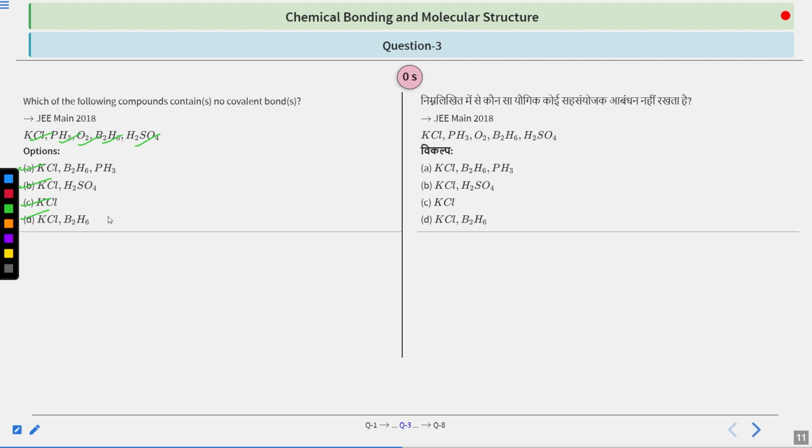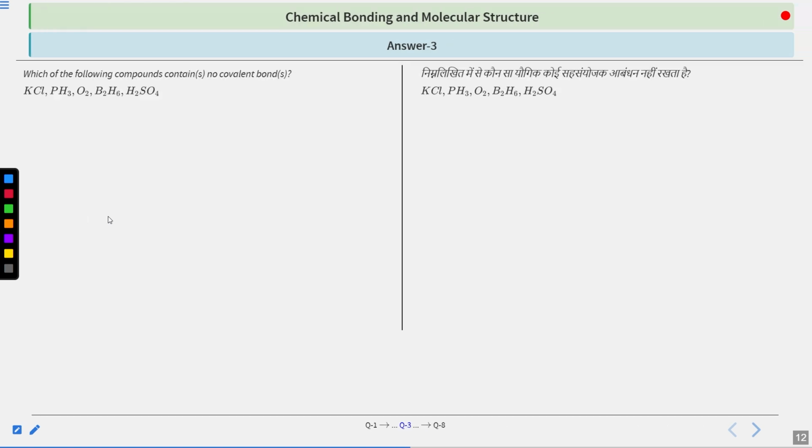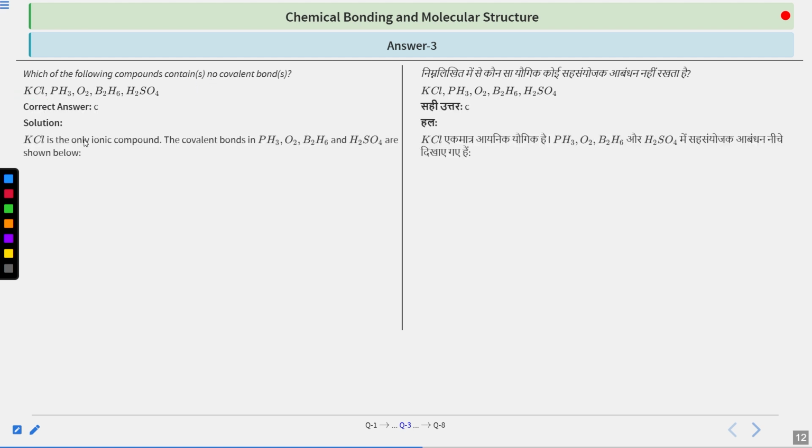Now let us see the solution. What we have to do is see which of these compounds is not having a covalent bond. So the correct answer is C, which is KCl only. Why is it so? Because KCl is completely an ionic compound, and an ionic compound forms ionic bonds and not covalent bonds, right? It breaks into K plus and Cl minus, and it is a salt. Due to this, it has ionic bonds and not a covalent bond.